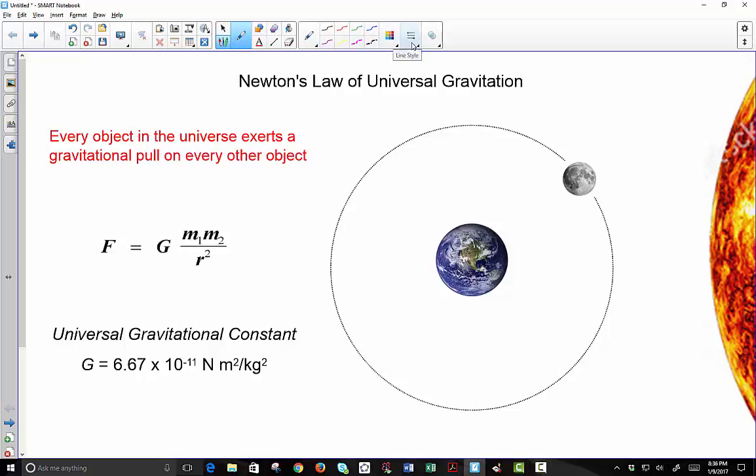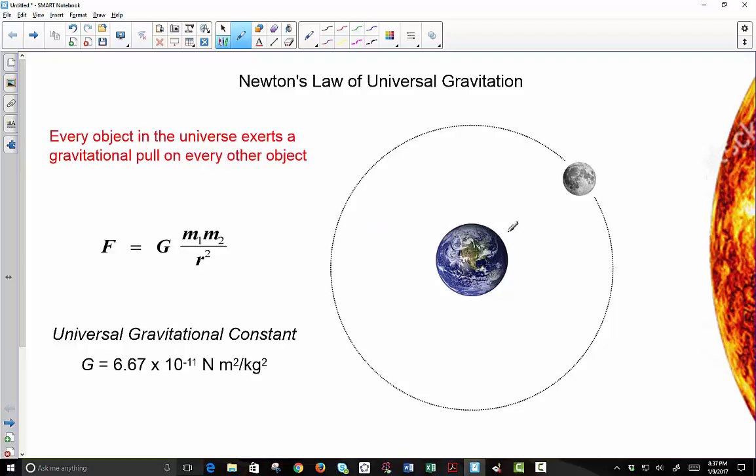Hey there. Let's talk about Newton's law of universal gravitation. What it says basically is that every object in the universe exerts a gravitational pull on every other object. And we've talked a little bit about this, how, just sitting there, you're exerting a gravitational pull on the chair and the chair's exerting a pull on you.